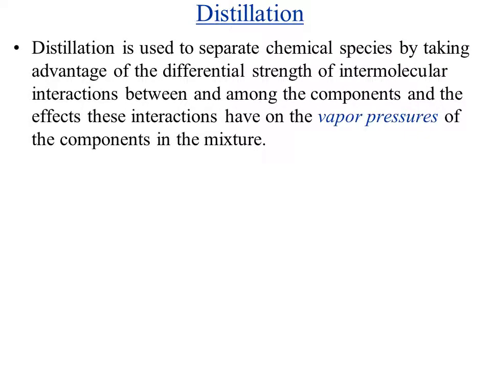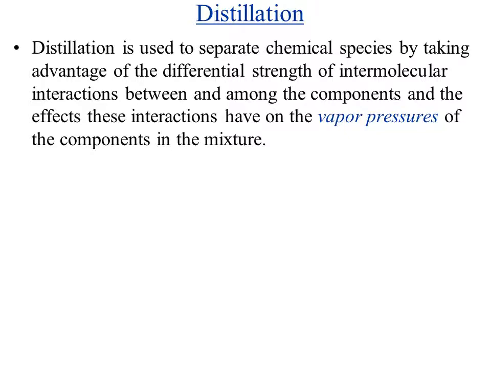Now another way to separate mixtures is the process of distillation. Distillation is used to separate chemical species by taking advantage of the differential strengths of the intermolecular interactions between and among the components. A lot of times the distillation process takes advantage of the different vapor pressures of the components of the mixtures.